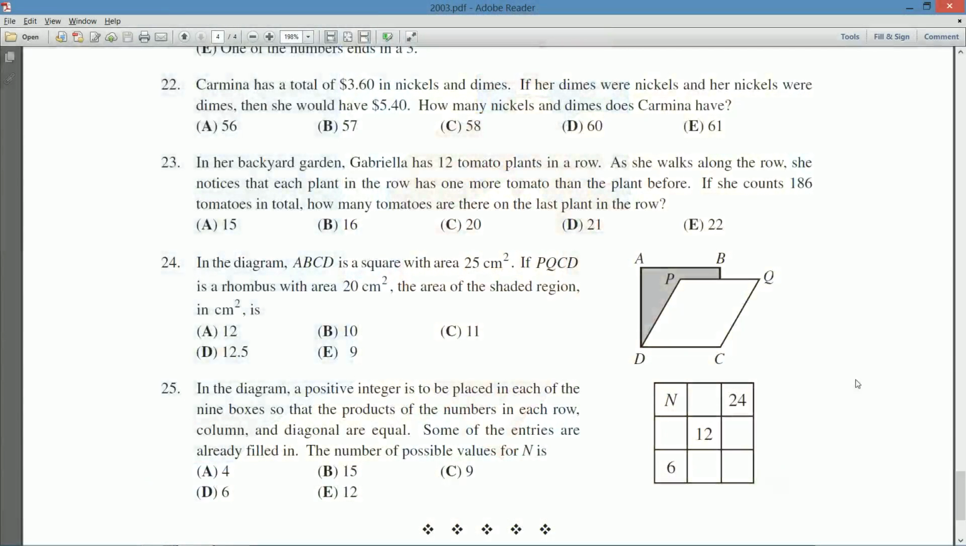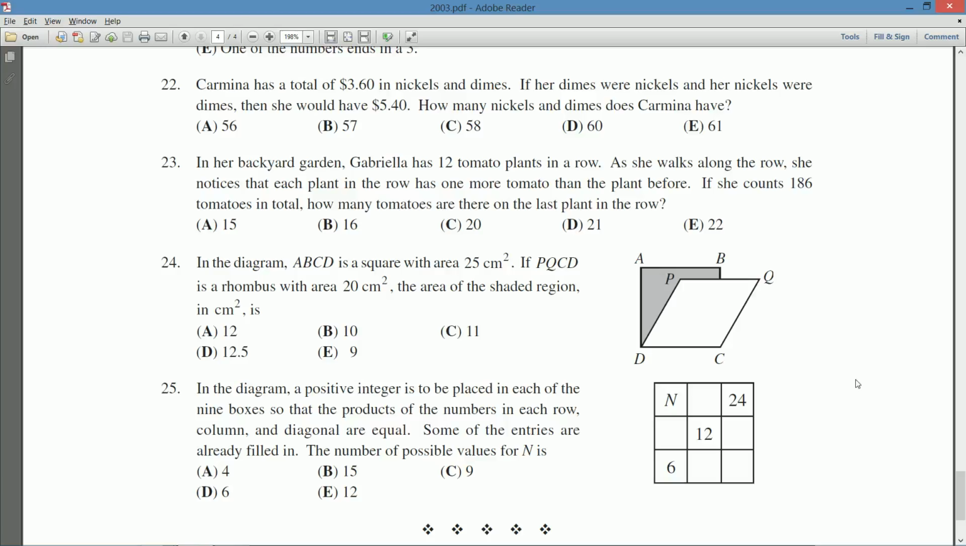So if her dimes were nickels and her nickels were dimes, she would have $5.40, or $5.4. How many nickels and dimes does Carmina have? So we're just asking for the total number of coins that she's got. All right.